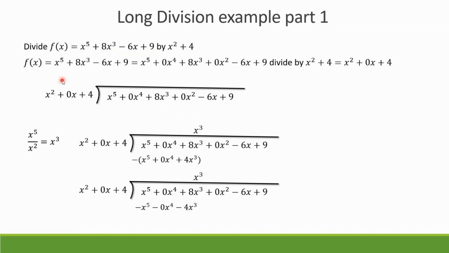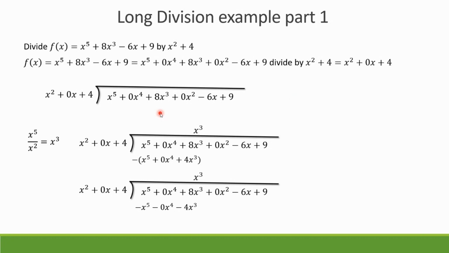Notice also we're missing terms. For instance, we don't have the x to the 4 term here. We don't have the x squared term, excuse me. So we're using 0 as placeholders. We have x squared plus blank plus 4. Sorry, we're missing the x term in the divisor, so we put 0 times x as a placeholder. That's what we like to do.